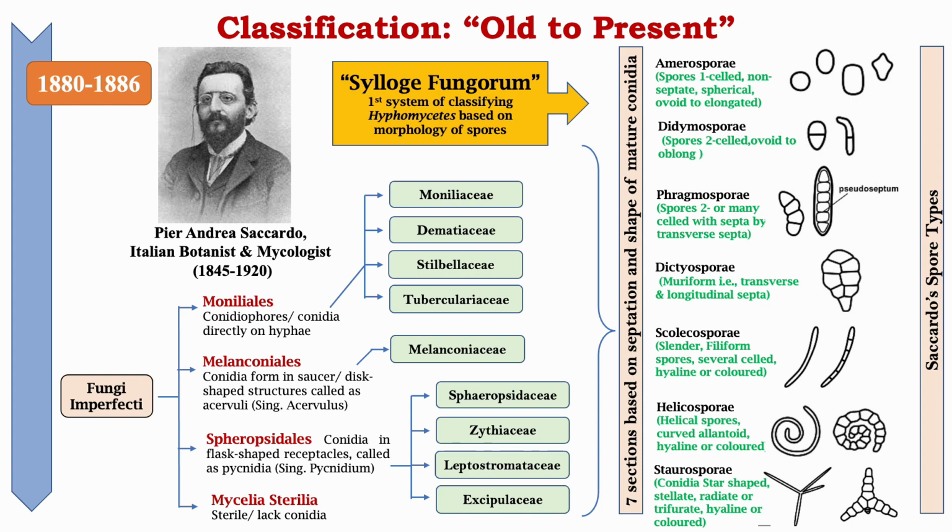The work of Pier Andrea Saccardo, who was an Italian botanist and mycologist who did a lot of work during 1880 to 1886, and he grouped these fungi imperfecti into 4 orders: Moniliales, Melanconiales, Sphaeropsidales and Mycelia Sterilia.